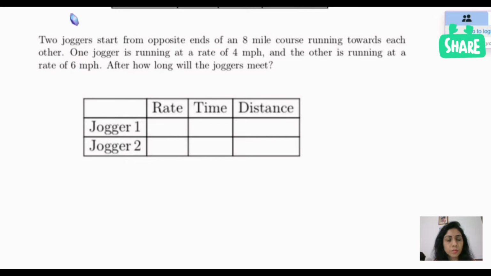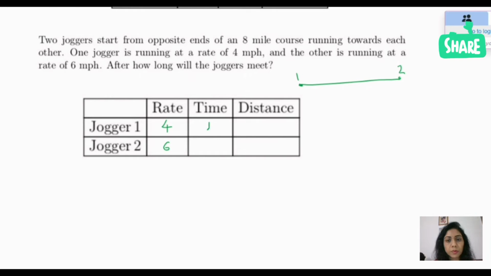So shall we read again? Two joggers start from opposite ends of an 8-mile course running towards each other. It means here this is jogger 1 and here jogger 2. They are coming towards each other. One jogger is running at a rate of 4 miles per hour. Its speed, rate, is 4 miles per hour. So jogger 1 is 4 miles per hour and the other is running at a rate of 6 miles per hour. So his speed is 6 miles per hour. Okay, after how long will the joggers meet?